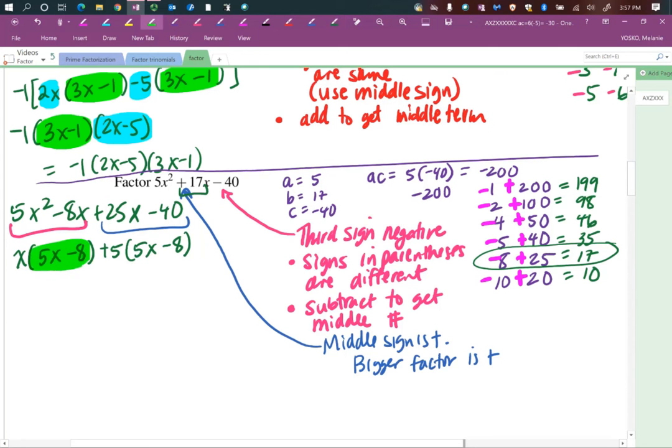Oh, look! These match. Wonderful. So we rewrite that. 5x minus 8. And then we look at the rest of it, and that's what we put in this other set of parentheses. X plus 5. So that's how you factor that one. Okay?